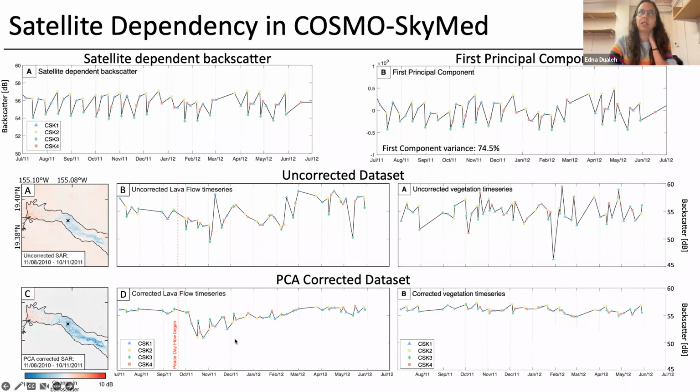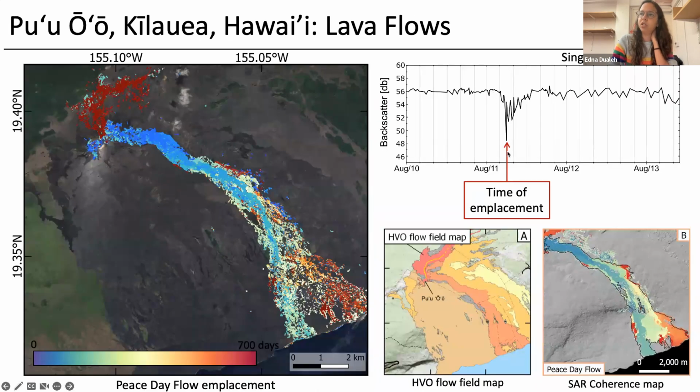So if we look at this corrected data set, we can calculate the time of emplacement. When the radar backscatter changes suddenly in the data set, this can either be a sudden drop in backscatter or a sudden increase, but this depends on what the underlying material was before the lava flow was emplaced. Doing this, we can produce maps like this, which shows you the timing of the emplacement of the lava flow.